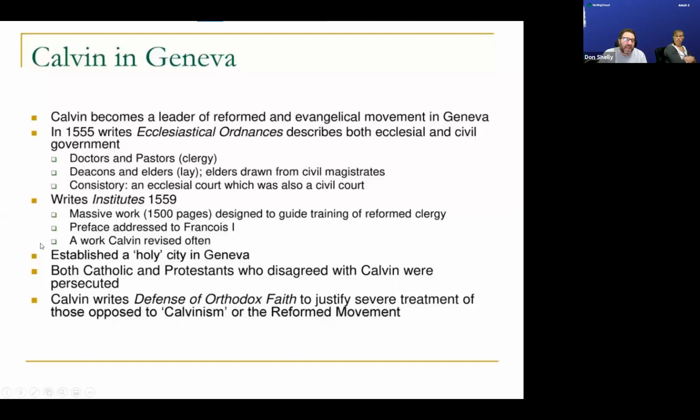By the time of the last version of the Institutes in 1559, it had grown to 1,500 pages. And again, as is mentioned here, it was really designed to be a formal training for the Reformed clergy. So he wanted to have something that was durable, that could be given so that there would be an educated clergy.